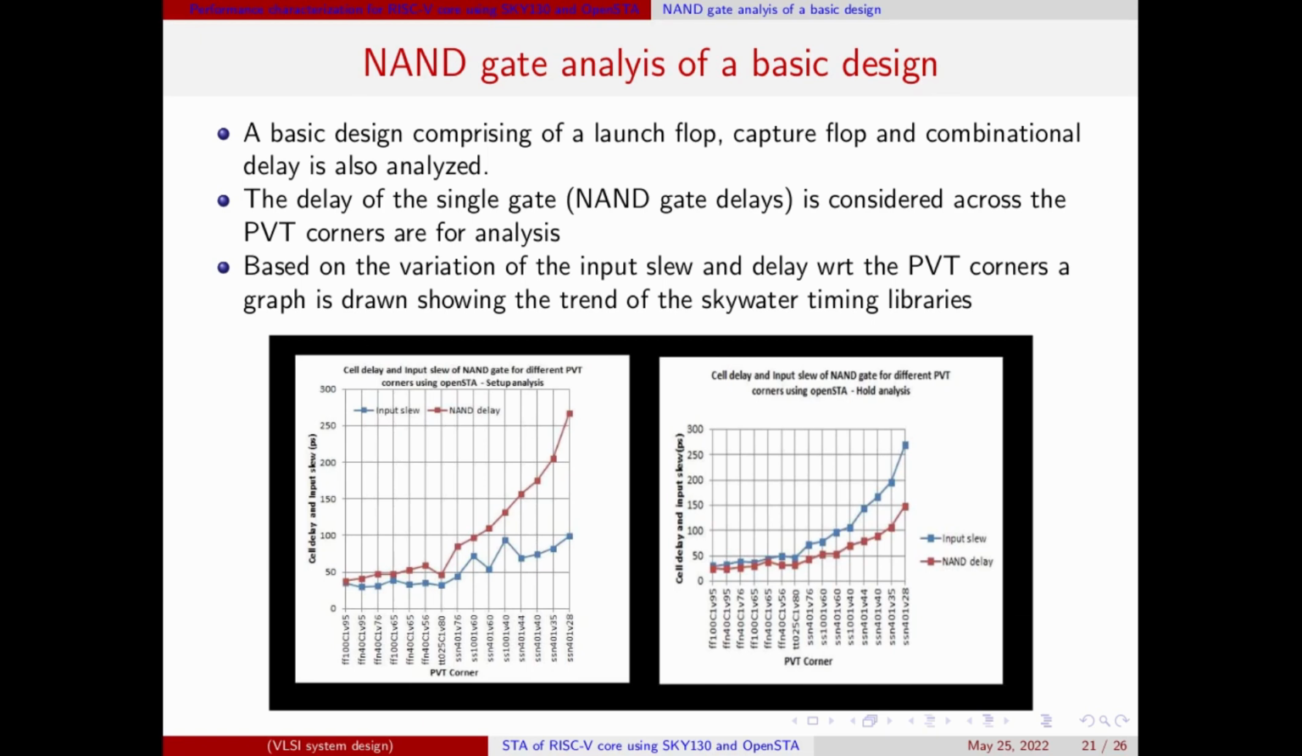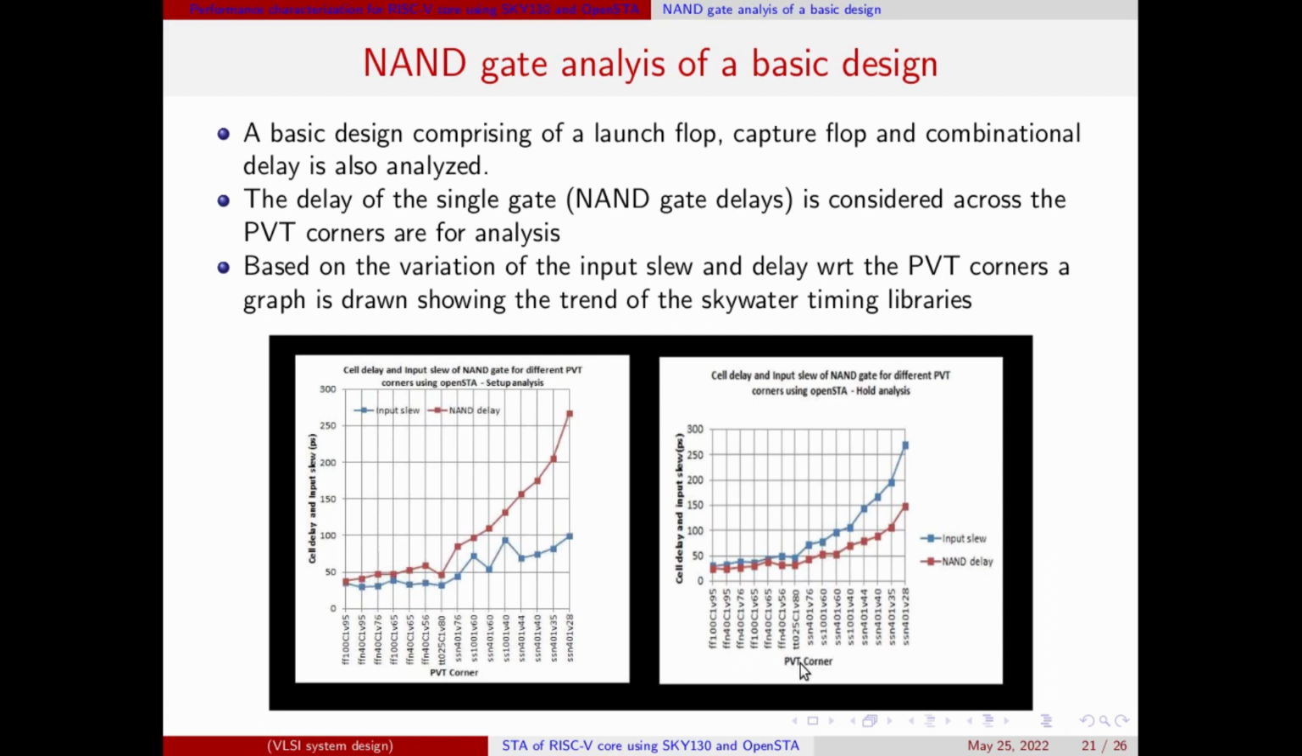Okay. Now, also we had done a delay analysis of a basic design. In this, the design comprised of the launch flop, capture flop, and a combinational delay. Now, in this case, we have checked the delay of a NAND gate and the input slew with respect to the different PVT corners. And this graph shows the trend. Now, in this case, we can see with respect to the PVT corner, the cell delay is best towards the FF corners and is worse towards the SS corner, and input slew also holds a similar trend.